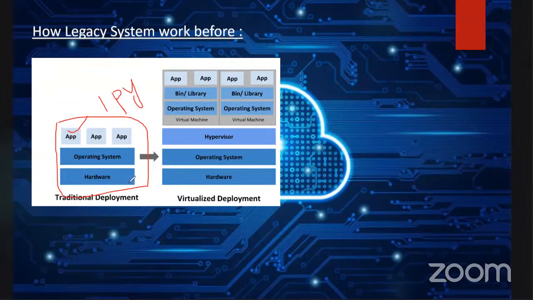So I need to have multiple hardware. For this application I need to have this. One set of applications is kept in one physical machine. If I want to run another set of applications, I need to have another hardware, that is called a physical machine. So here the problem is the company has to purchase multiple physical machines to deploy my applications.